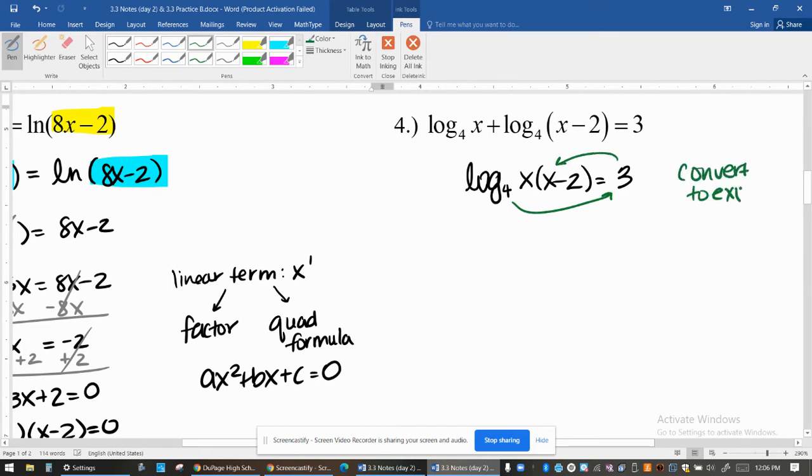Convert to exponential. So I'm going to have 4 cubed equals x times x minus 2. I'm going to go ahead and simplify both sides. And then I notice that I have a quadratic and a linear term. So these you do want to set equal to 0 and try to factor or use the quadratic formula.